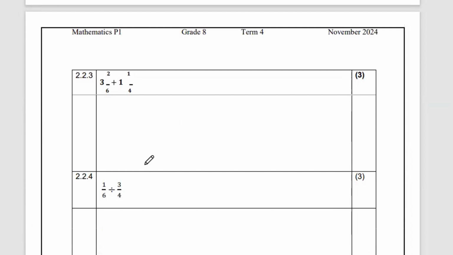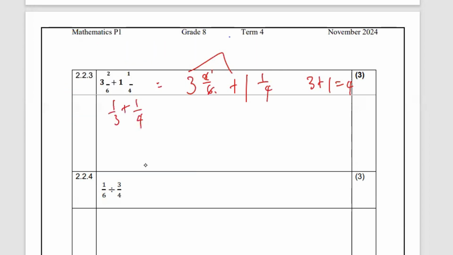And then now 2.2.3, we have fractions. They're telling us that 3 whole numbers, 2 over 6, plus 1 whole number, 1 over 4. What we can do, we can start by adding the whole numbers. That's option number 1. So 3 plus 1 is a 4. And then with the fractions, we have 2 over 6. If we reduce this by 2, we get 1 over 3 plus 1 over 4. You have to find your LCD or LCM.